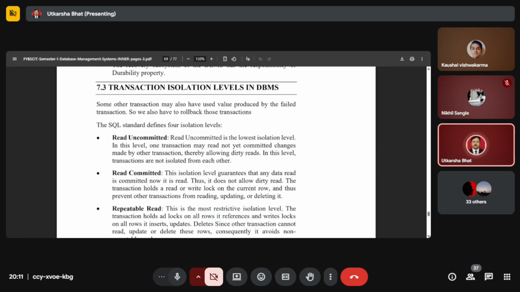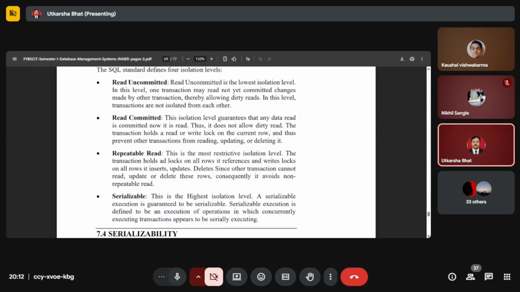This is the most restrictive isolation level. The transaction holds read locks on all the rows it references and write locks on all rows it inserts, updates, or deletes. Since other transactions cannot read, update, or delete these rows, consequently it avoids non-repeatable reads. तो इसमें अवॉइड होता है रिपीटेशन जो भी है रिपीटेबिलिटी ऑफ रीड, इट विल बी अवॉइड नॉन रिपीटेबल रीड.